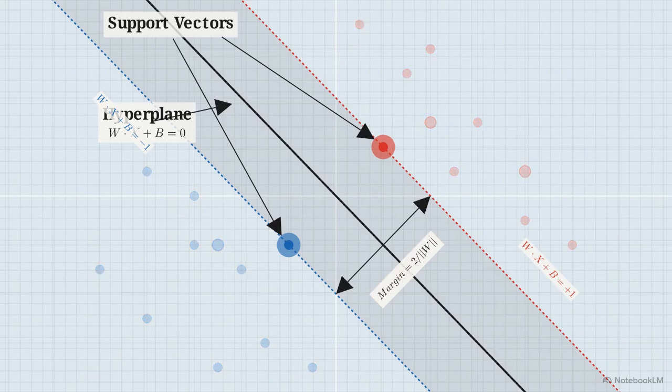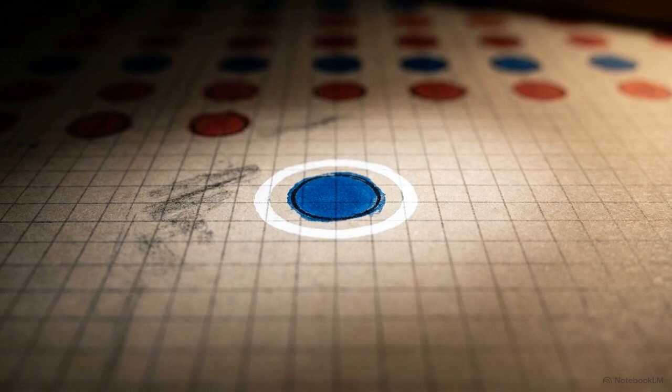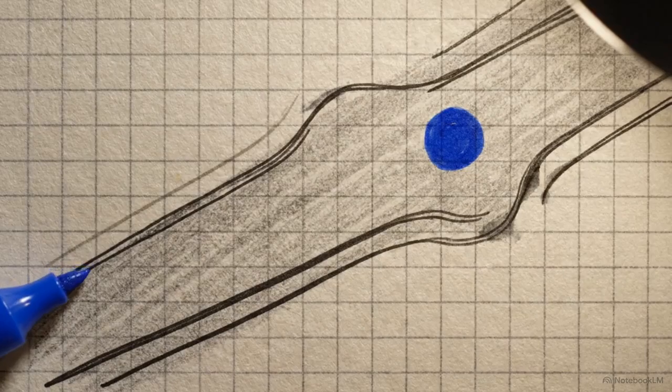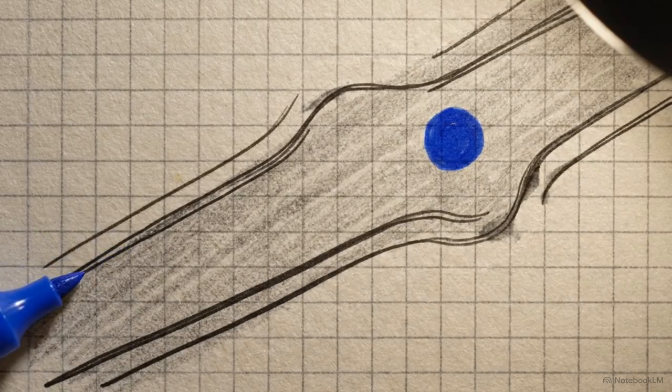These dots are support vectors, guarding the road's edges. To the algorithm, the hundreds of other dots fading into the background do not matter at all. Those few border guards dictate the entire setup. If one of them takes a step to the left, the whole road has to shift to accommodate it.